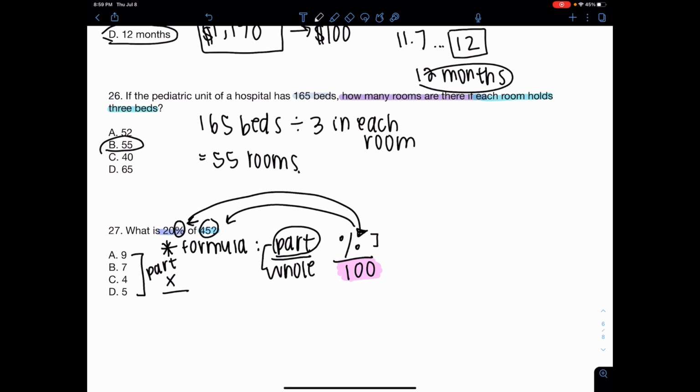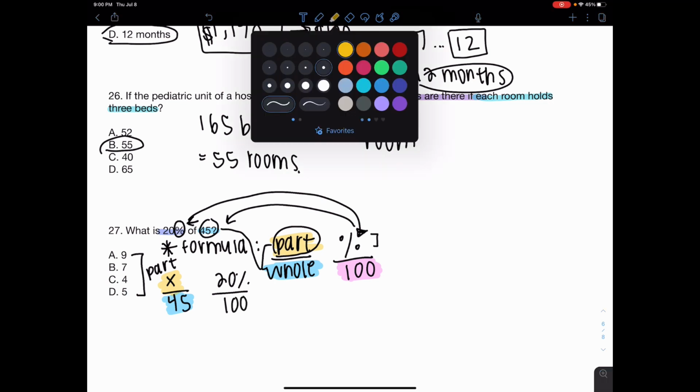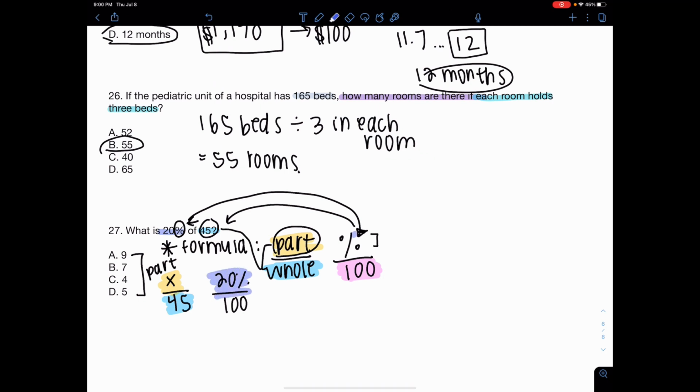So x over 45, because that's the whole number. 45 is a whole number. X is what we're trying to find. And then, like I said, that 20% is going to go over 100. Okay? So there's where that 20% came in. And then, like I said, that 100 is always going to be there. Always, always, always. So let's go ahead and do the math.